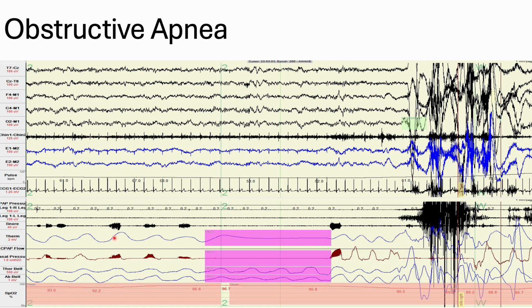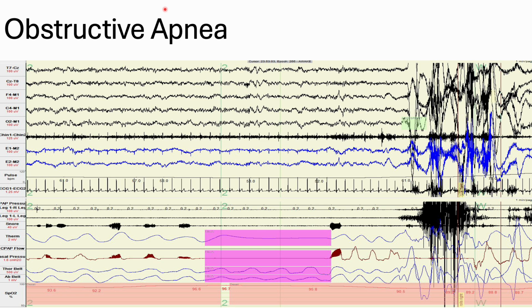This blue line is the thermistor. Right above that is the snore microphone. See these snores? They go away right here. There is no breath coming in and out. You see this up and down for the thermistor? That is a flat line. They're not moving any air in and out.